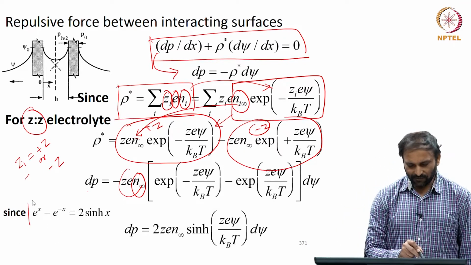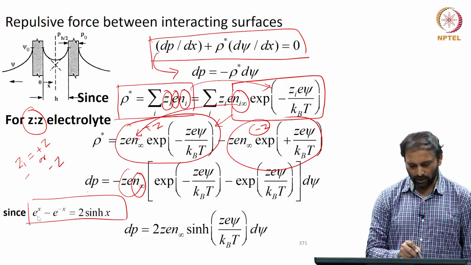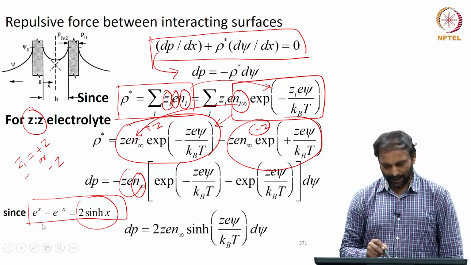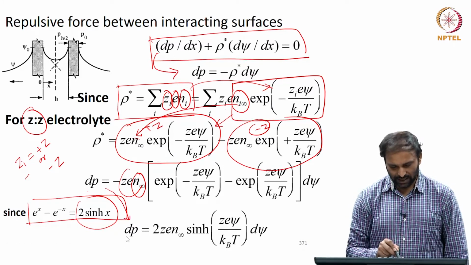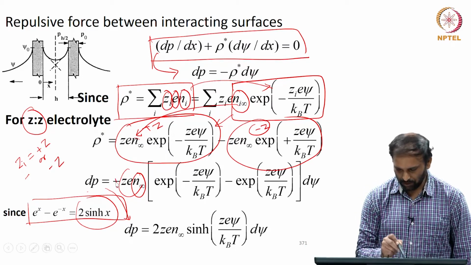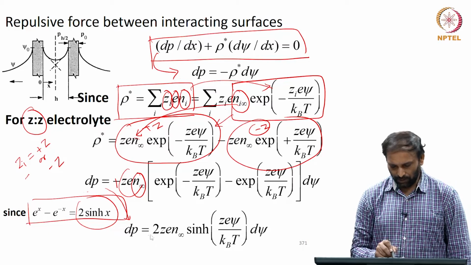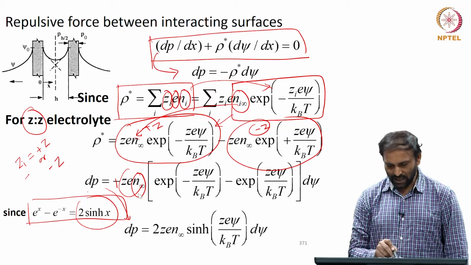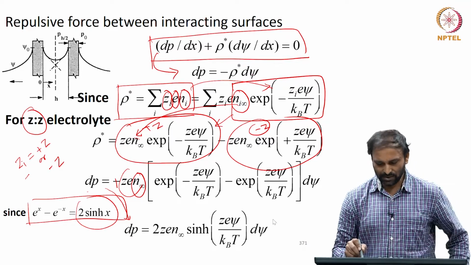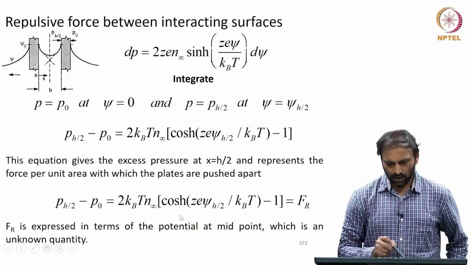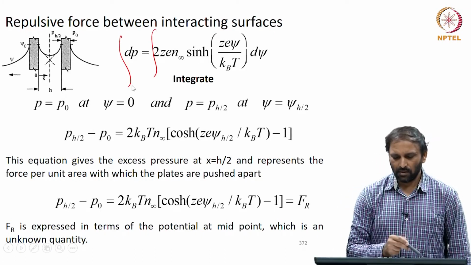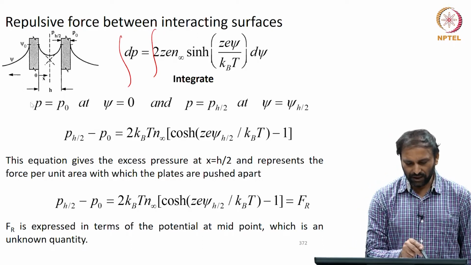We can use the fact that exponent x minus exponent minus x is 2 sine hyperbolic x. Therefore, I could write this as dP. So, I think there is a mistake here, that should be positive. Therefore, dP is equal to 2 times Z e n infinity times sine hyperbolic of Z e psi divided by kBT times d psi. I could integrate this and use the boundary conditions.